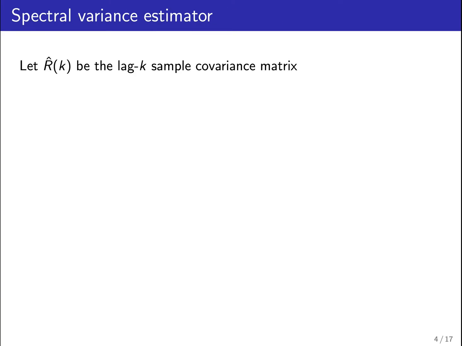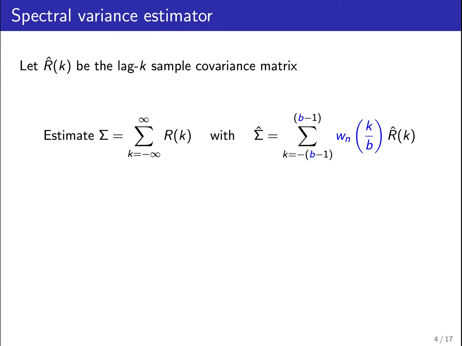A very common and popular estimator is the spectral variance estimator, and it's somewhat easy to motivate. Because sigma takes up the infinite sum of these R_k's, let R hat k be the lag k sample covariance matrix. That's just the usual form. And then what we can do is we can estimate sigma, which is the infinite sum of R_k's, with sigma hat, which is the sum of R hat k's weighted by some weight function w. So this is a weight function, and then truncated at some B, because we don't really have infinite samples available to us because we're observing Y_t, our process, at some finite points. So we do have to truncate somewhere, and so we truncate at some B.